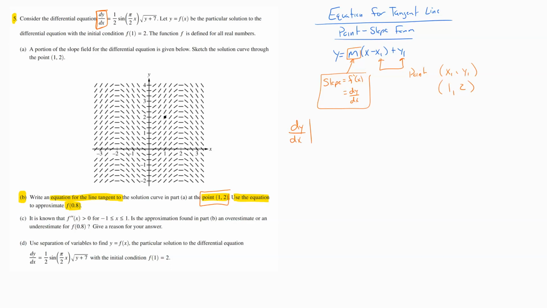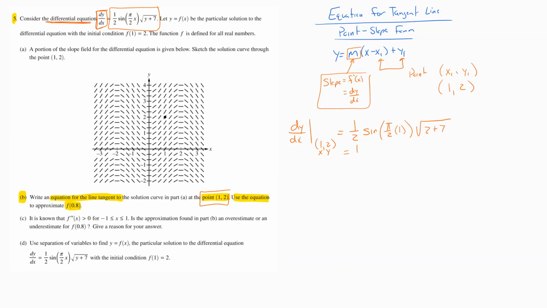They usually put an evaluation bar. That's what that bar means: dy/dx evaluated at the point (1, 2). So we use our derivative equation. A differential equation is just fancy math talk for derivative. Wherever I see an x, I'll plug in 1. Wherever I see a y, I plug in 2. So I get 1/2 the sine of pi over 2, and then instead of x, I've got a 1, and then the square root of, instead of y, a 2 plus 7.